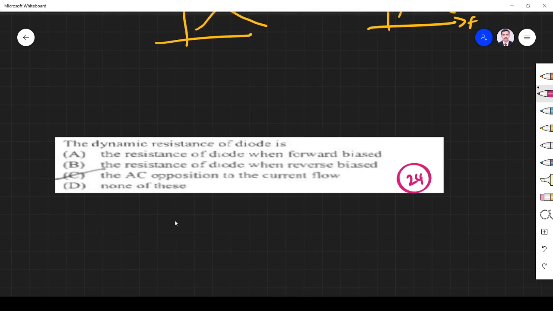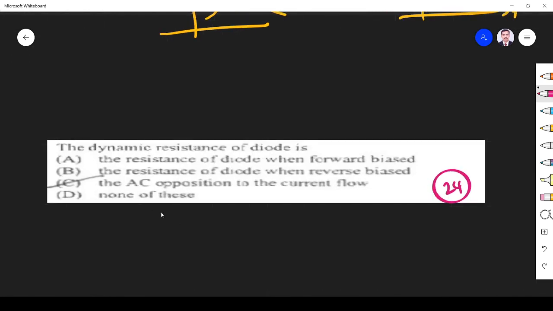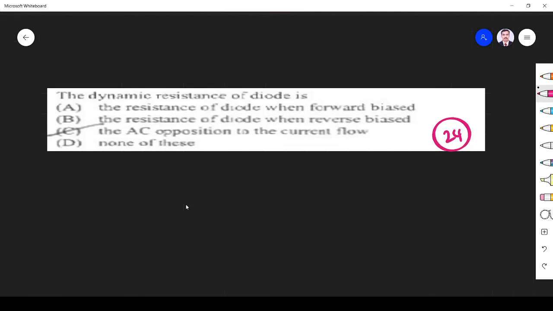Next, the dynamic resistance of a diode, right? So dynamic resistance of a diode is given by RD equal to del V by del I, change in voltage divided by change in current. So dynamic resistance is nothing but AC resistance. The resistance is nothing but opposition, so it is the opposition to the current flow. So it is AC, because dynamic means change. That itself you can have a clue. Dynamic means change. AC only will change. Resistance of a diode in forward bias is wrong. Resistance of a diode in reverse bias is also wrong. For dynamic, we know change. So change means AC. There is a clue in that, right?